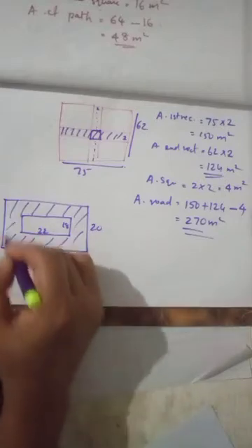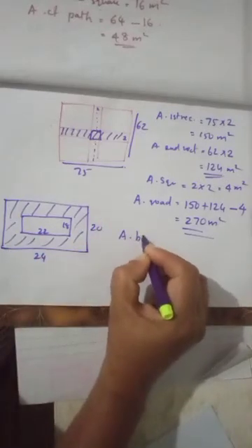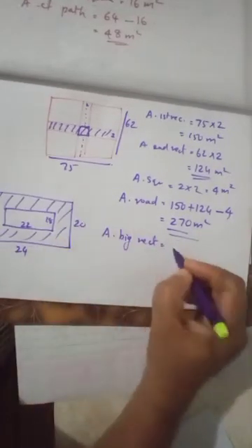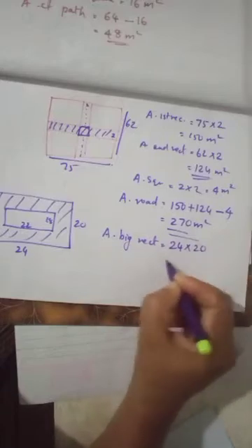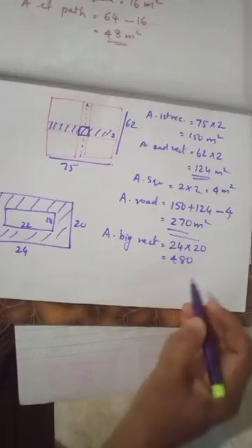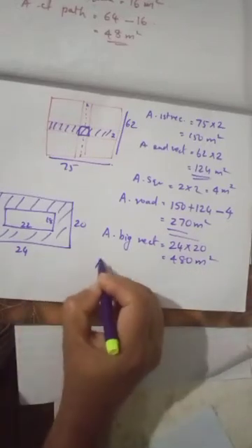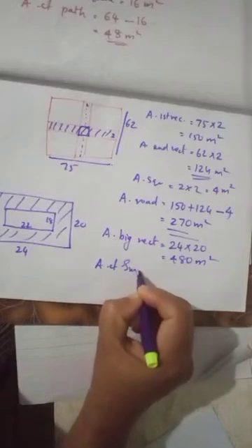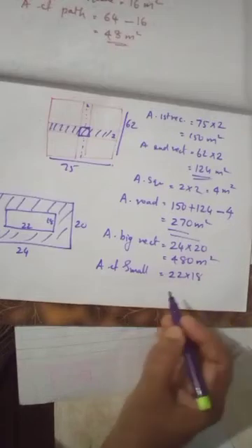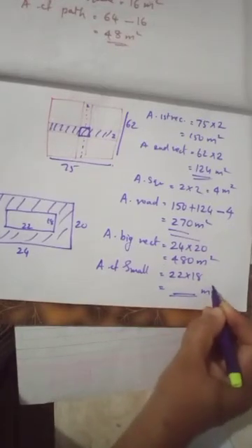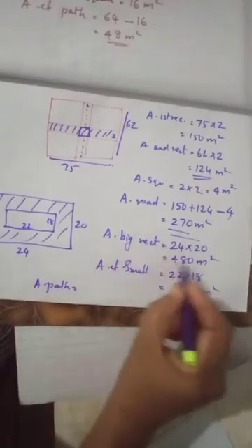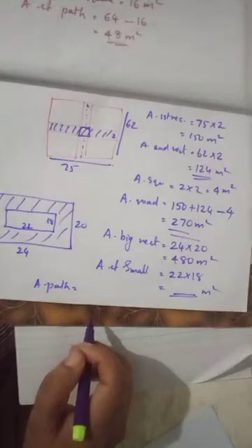So, finding the area of the big rectangle. Area of big rectangle is length into breadth. That is, length is 24, breadth is 20. 24 into 20. It is 480. 24 2s are 48, 480 meter square. Then area of small rectangle. Small rectangle length and breadth are given, 22 into 18. Multiply, you will get the answer in meter square. Then area of the path, how to find? Area of the big rectangle minus area of the small rectangle. Okay.